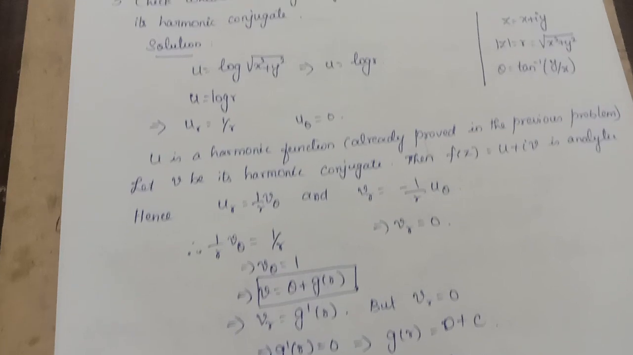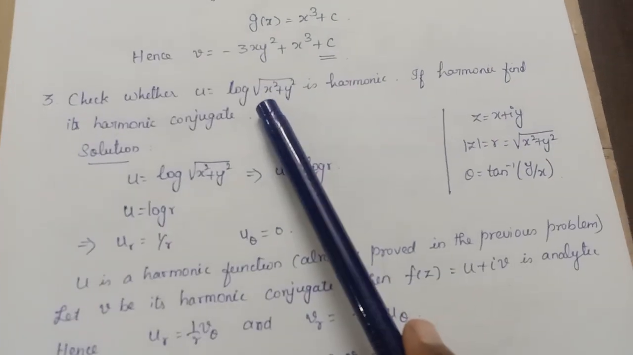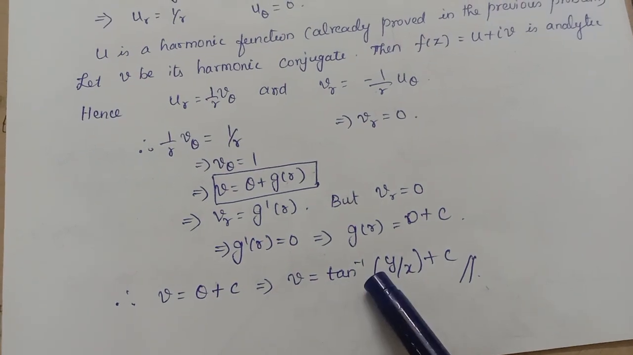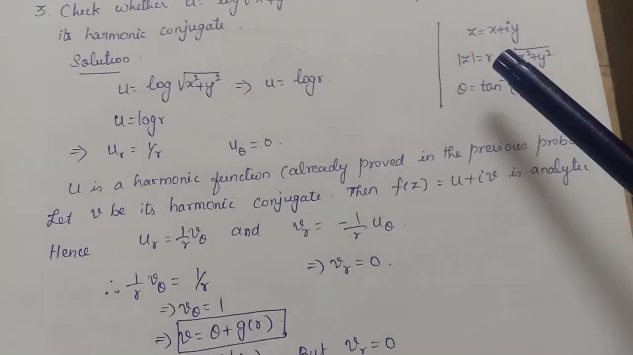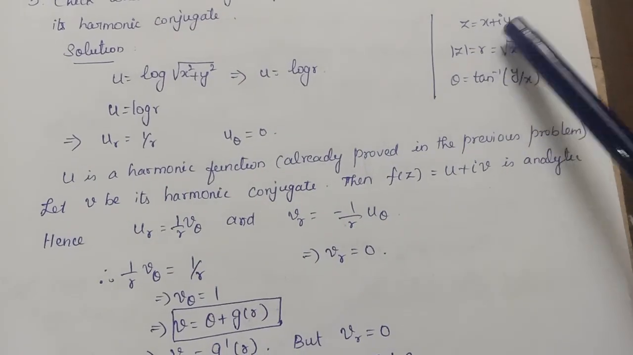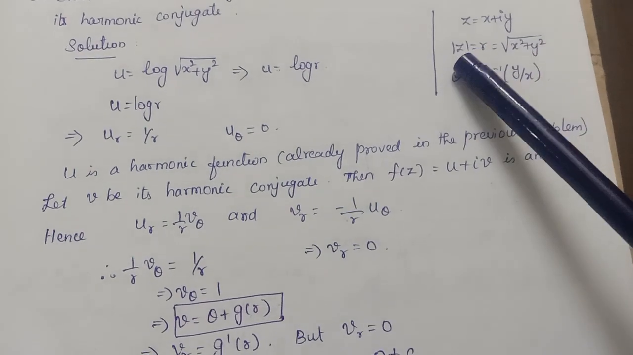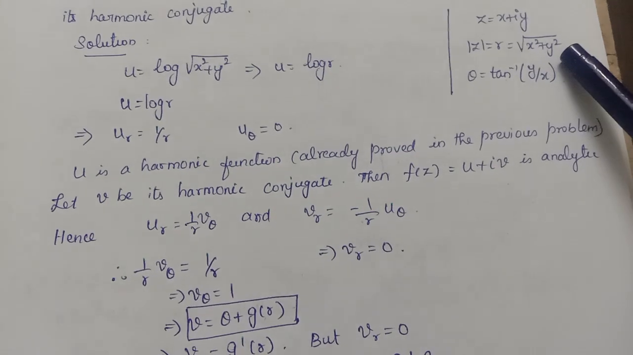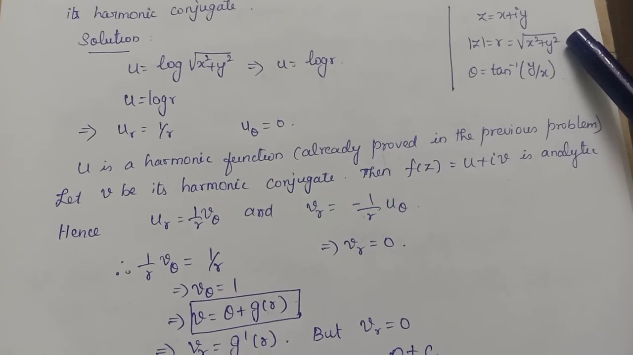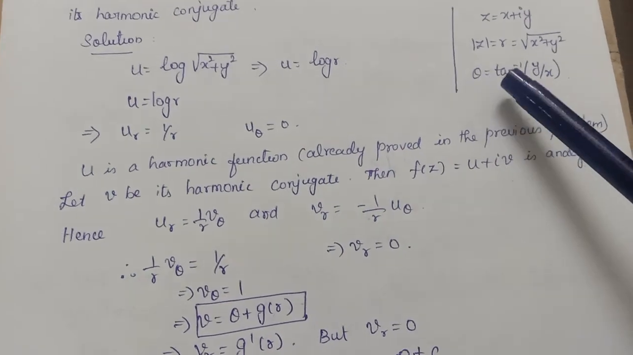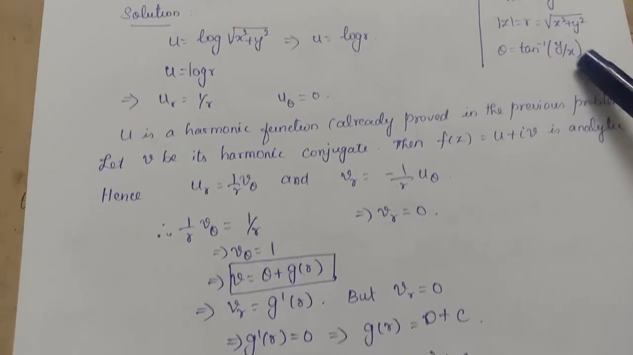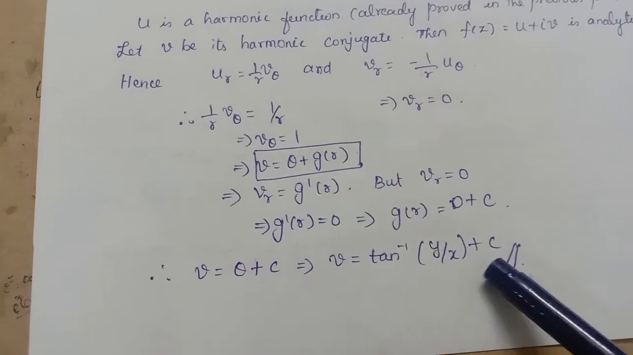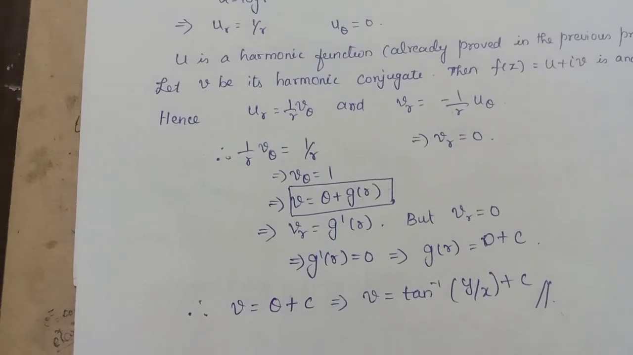But originally the problem is given in terms of Cartesian coordinates, so you have to write the final answer in terms of Cartesian coordinates. What is theta? If z equal to x plus iy is the given complex number, then modulus of z is r and it is equal to root of x square plus y square. With this only we started the problem, and theta is tan inverse of y by x. So instead of theta, I am replacing it with tan inverse of y by x plus c. Okay, right.